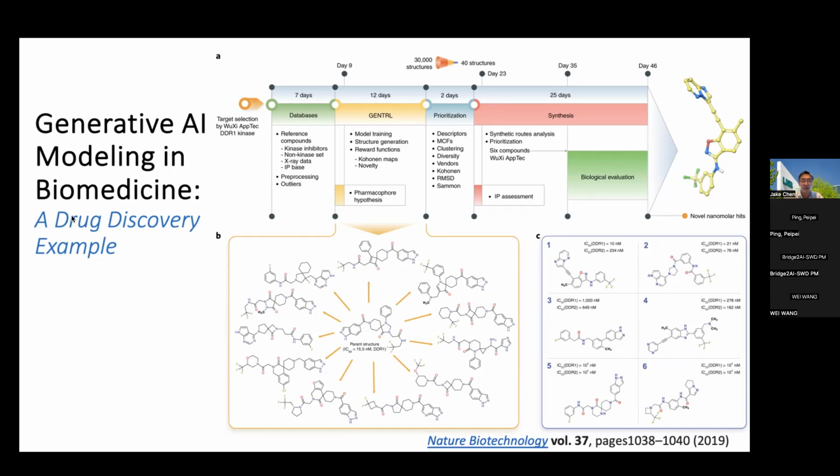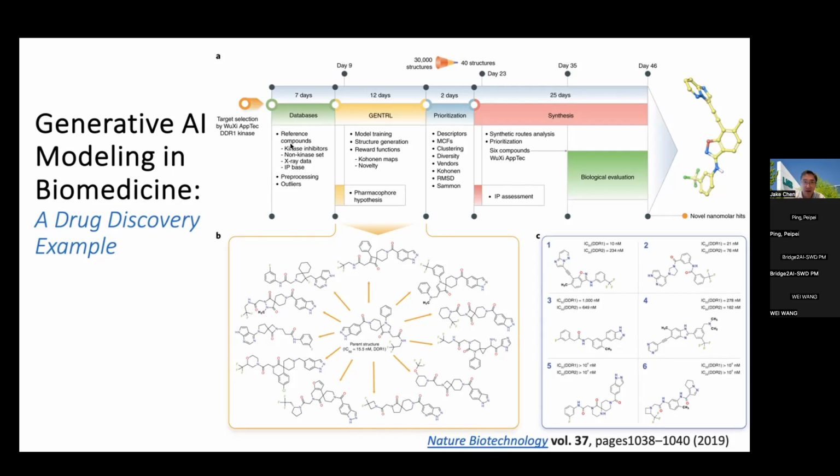Insilico Medicine, as one of the pioneer AI drug discovery companies, published an article in Nature Biotech a few years back. It took the target DDR1 kinase from prior biological study. And in this article, they claimed that in 46 days, they were able to do the work that traditionally would have taken 1 or 2 years.